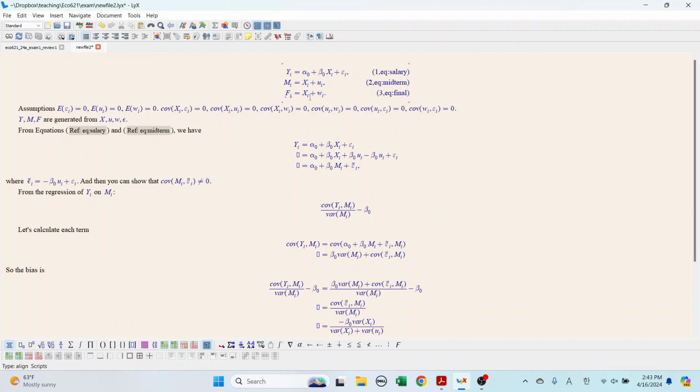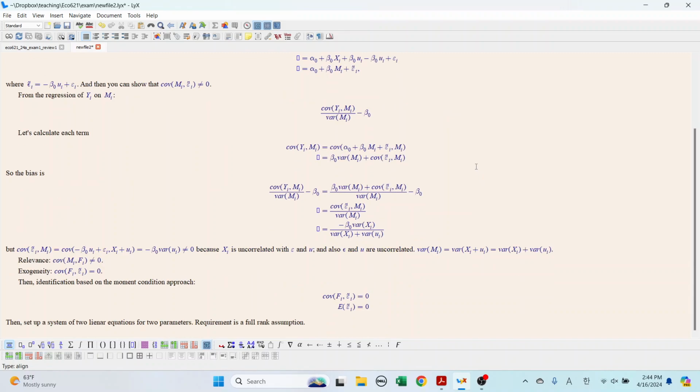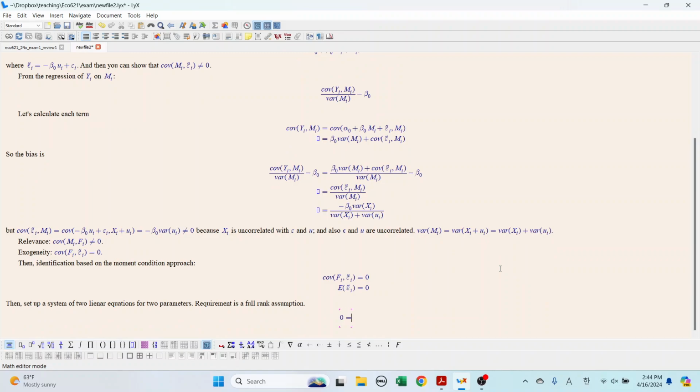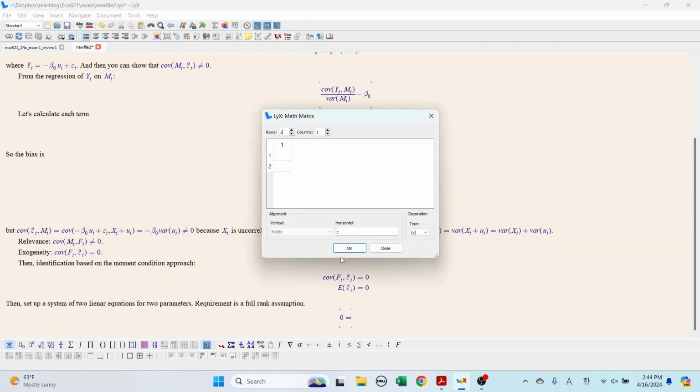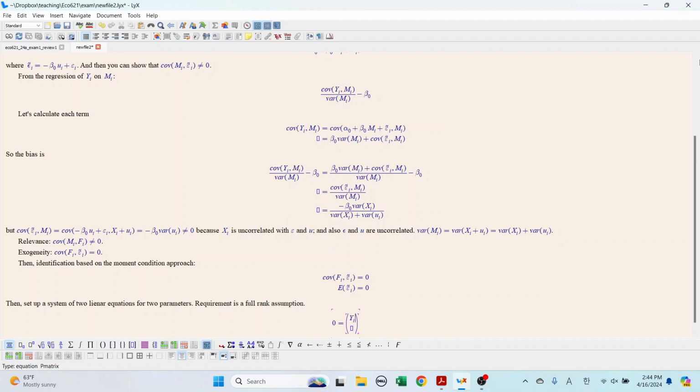Already M and F are correlated, and if those variables are not constant, like if those eta terms and x and all the things have non-zero variance, that's enough for the full rank assumption. Okay, let me do it. From the first equation, think about this: yi minus alpha 0 minus beta 0 mi is epsilon tilde, and fi times (yi minus alpha 0 minus beta 0 mi) equals 0.